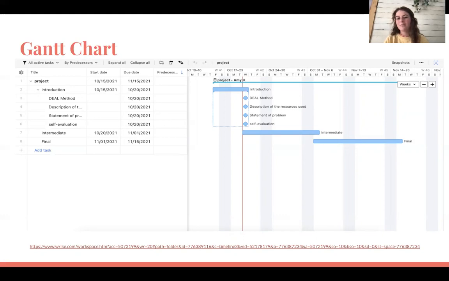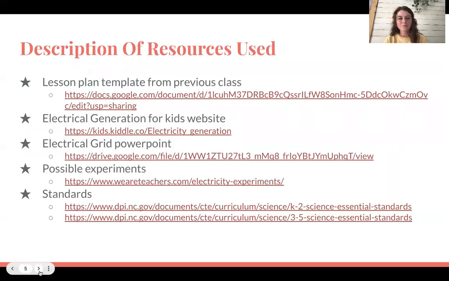I definitely want to go in and make it more specific to my project. So instead of just the broad guidelines, also adding in when I want my lesson plan done and when I want to test it out, and when I need the experiment done by, and all these different things. So this is just a very vague Gantt chart right now.